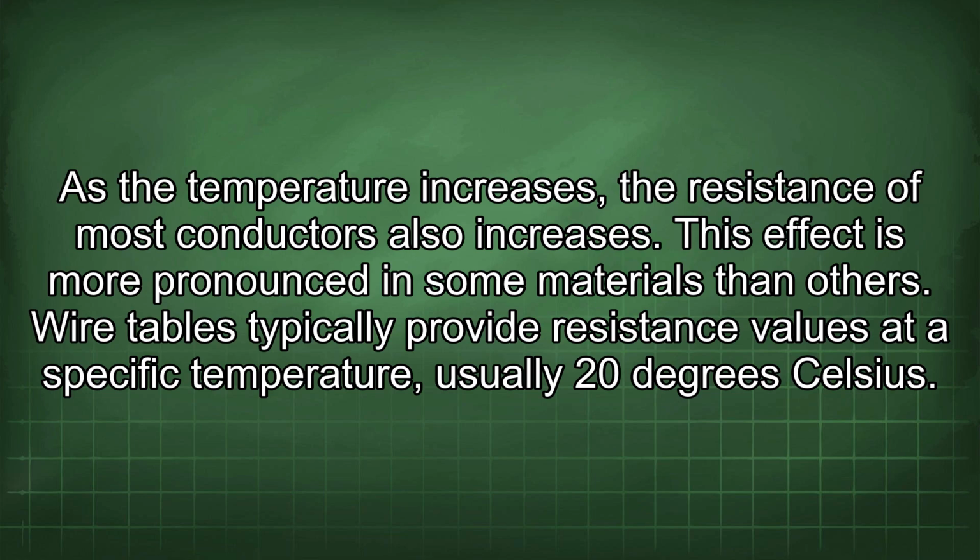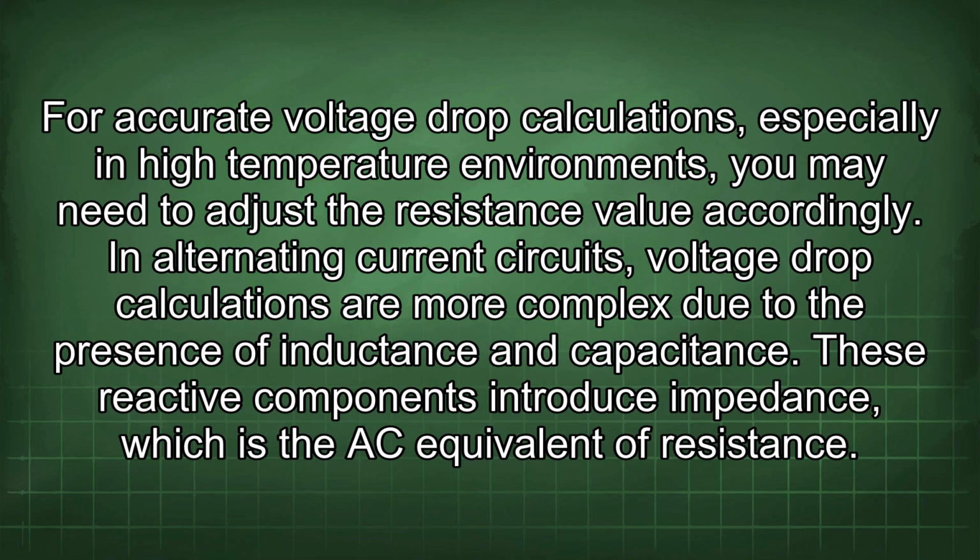Temperature also affects the resistance of the wire. As the temperature increases, the resistance of most conductors also increases. This effect is more pronounced in some materials than others. Wire tables typically provide resistance values at a specific temperature, usually 20 degrees Celsius. For accurate voltage drop calculations, especially in high-temperature environments, you may need to adjust the resistance value accordingly.